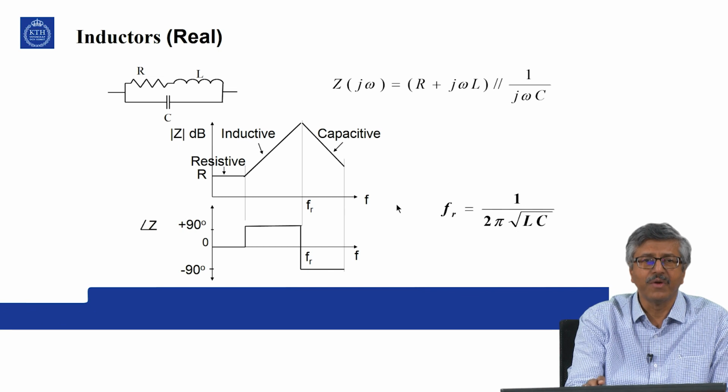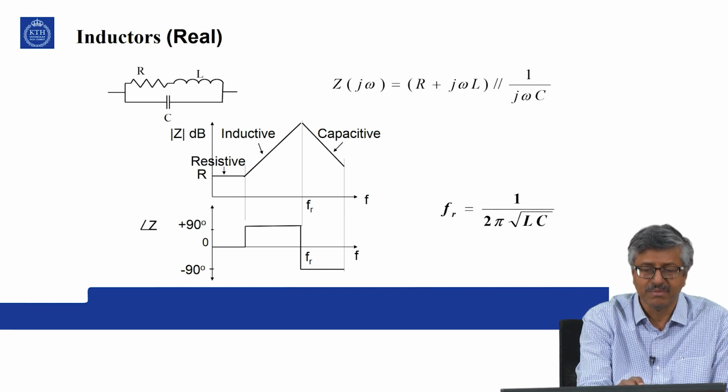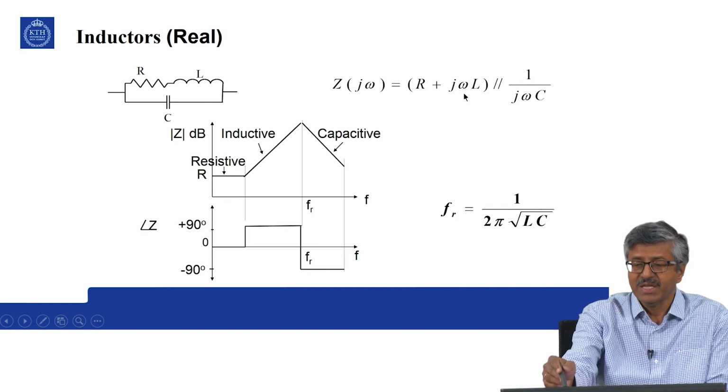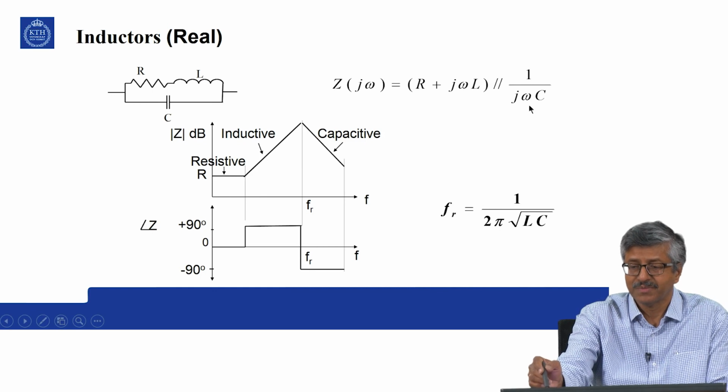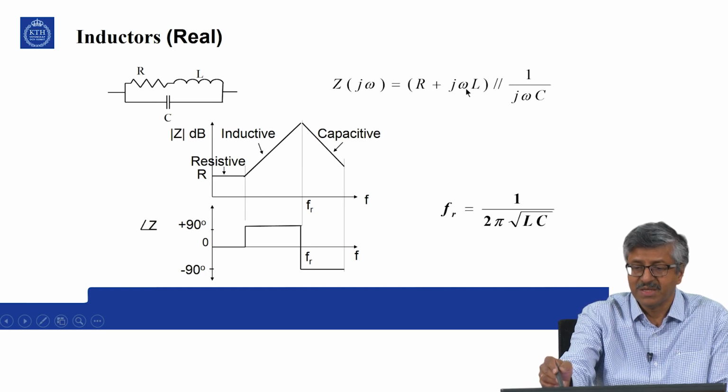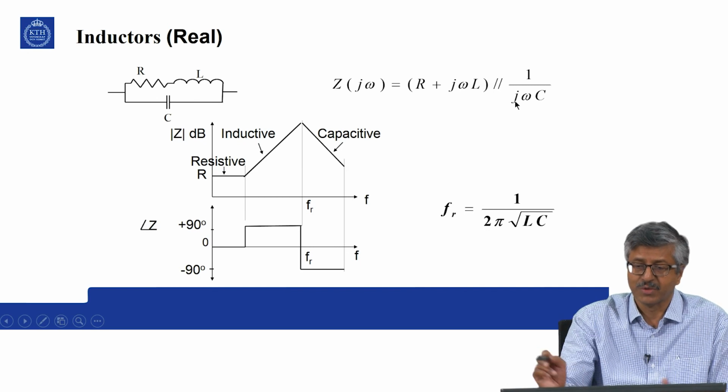So again, following the same exercise from very small values, when omega is extremely small, this is small. So this is in parallel with this one, which is a high impedance. So this is mostly the dominant one. This parallel branch is not very dominant. It's almost like an open circuit.